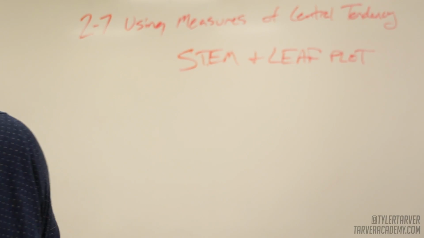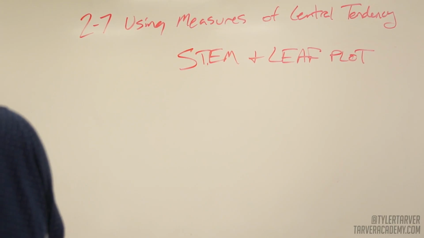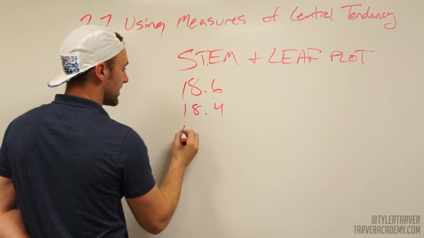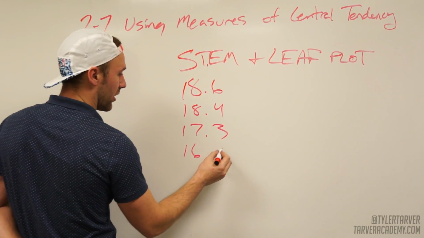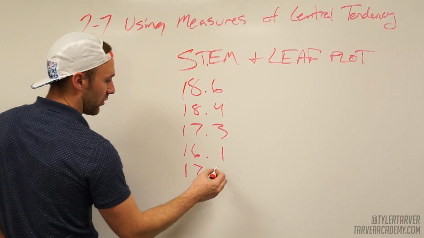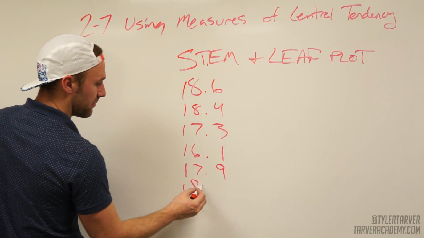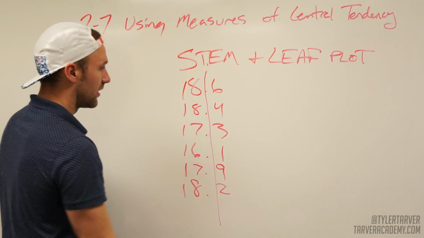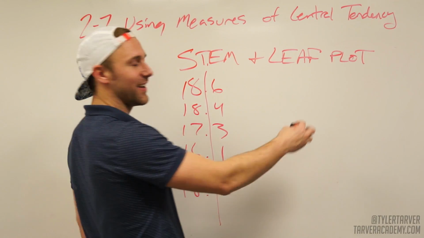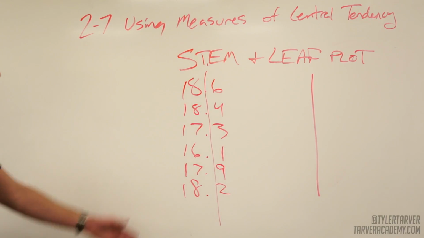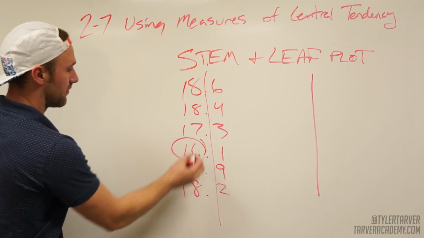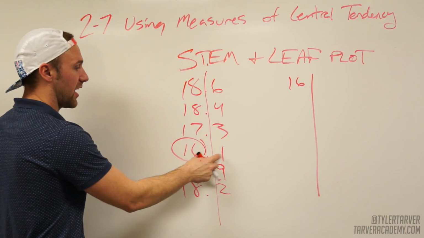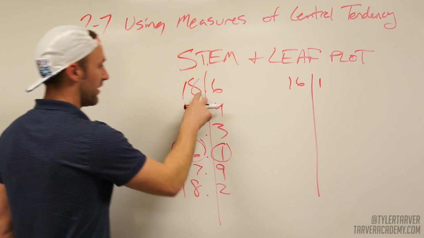Let's say we've got 18.6, 18.4, 17.3, 16.1, 17.9, and 18.2. Again, I take that last bit, and that's where I cut it. Okay, so I'm going to take my lowest number here on the left, which is 16, and put it up here. The right side of a stem and leaf plot is just the last digit. So we've got 1. Are there any other 16s?